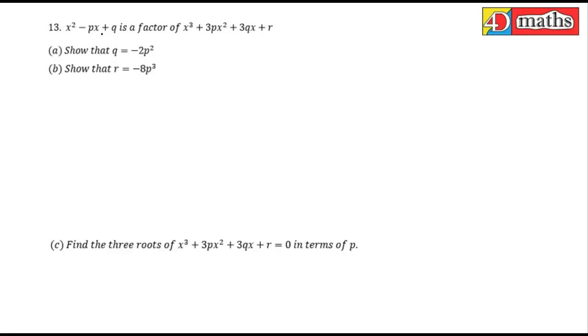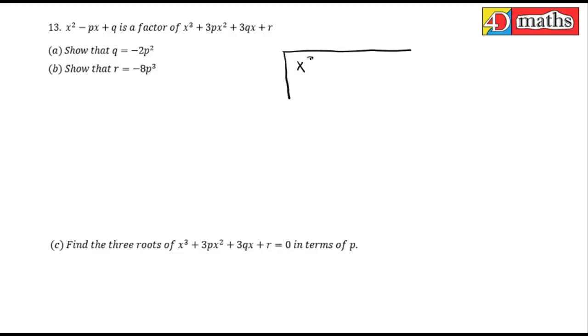x squared minus px plus q is a factor of this cubic equation. Now if it's a factor of this cubic equation, that means that this will divide in with no remainder. And you're asked to show that this is the case, and this is the case. So the way to do this is we have to long divide it in.